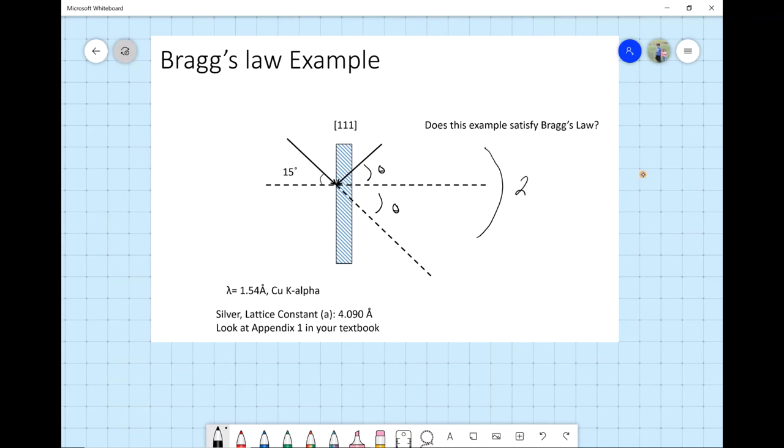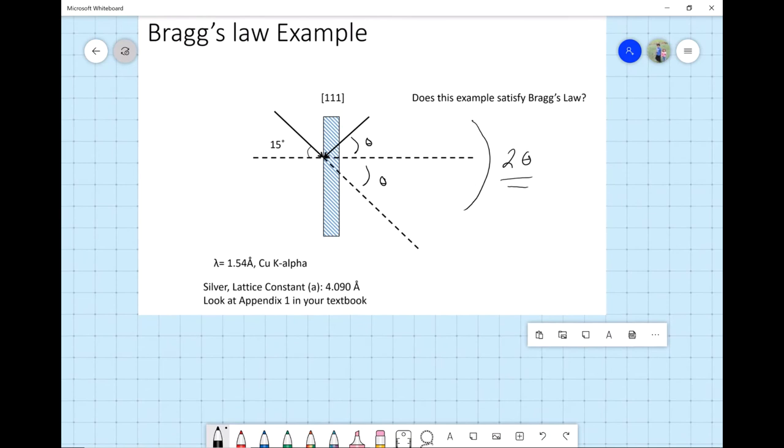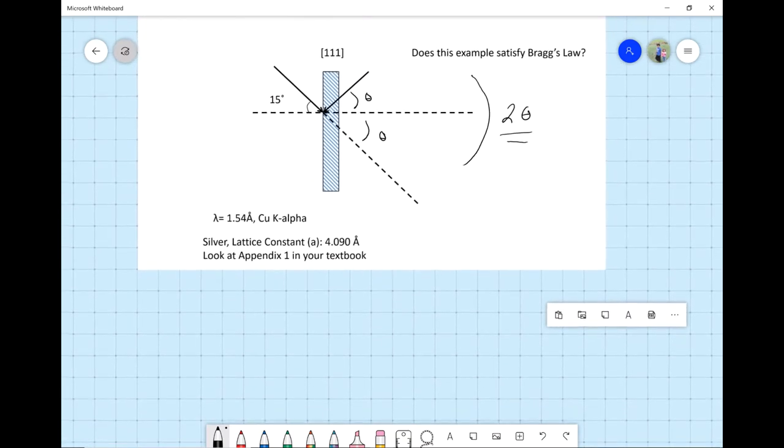Collectively, this is 2 theta. And so, foreshadowing the X-ray diffractometry, the x-axis is always given in terms of 2 theta, and that's because the detector is always referenced with respect to the source, and so this is why it's 2 theta on an X-ray diffractometer. But that's a segue moving ahead. We want to know if 15 degrees is indeed the Bragg angle, and so we want to figure it out. So we're using lambda equals 1.54, and so lambda equals 2d sine theta.